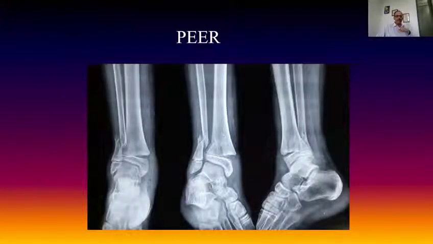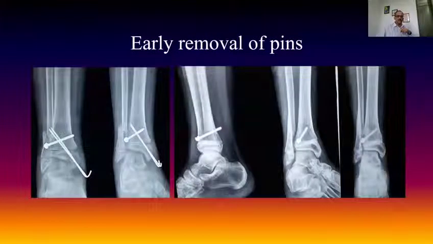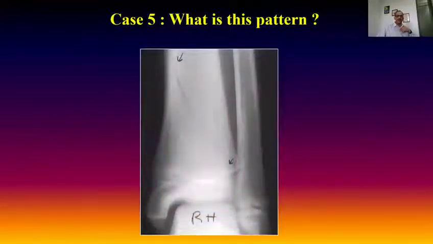Example of a PEER injury, you can see the valgus deformity, the metaphyseal fracture of the fibula, then removal of the incarcerated periosteum, smooth pin across the physis, and a cancellous screw across the metaphysis. Early removal of the K-wire, as you can see, the 2 pins which were here were removed, the screw remained for a longer time, everything healed very well. So moving on from the valgus type of injury to the third injury.